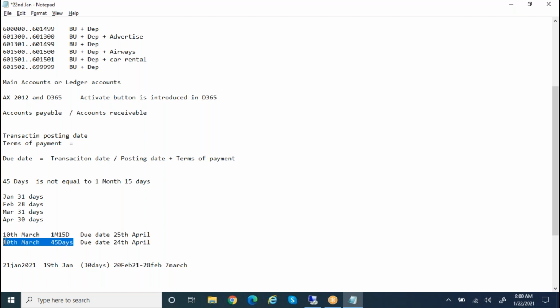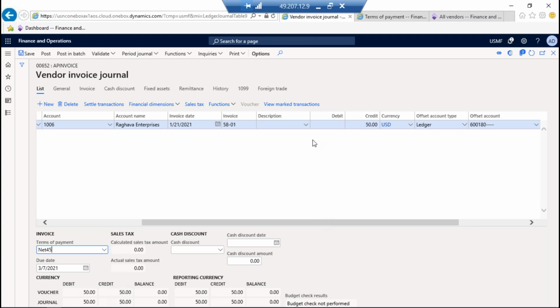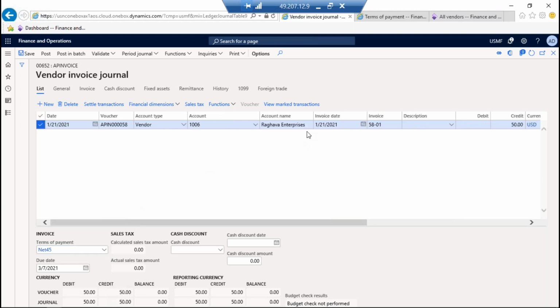Sir, this due date is calculated by transaction date and posting date, you said already. If the invoice date is different and the posting date is different, will it calculate from invoice date or posting date? It will be calculated on posting date only. Let us verify that one. So your doubt is about the invoice date. Why is it not considering this one? Because without invoice date, I can post a transaction. It is not mandatory. Invoice date is not mandatory. That is the reason it is not considering invoice date.